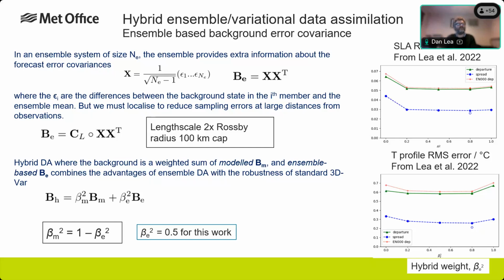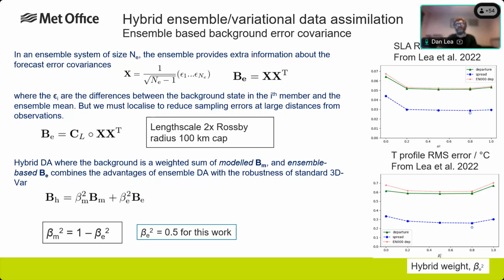And then the other aspect for stabilizing this is that you do hybrid DA, where the background is a weighted sum of the standard model background error, the 3D VAR background, and the ensemble-based background. So we did some work in Lea et al. 2022, where we showed that there were optimal settings for the hybrid weights.